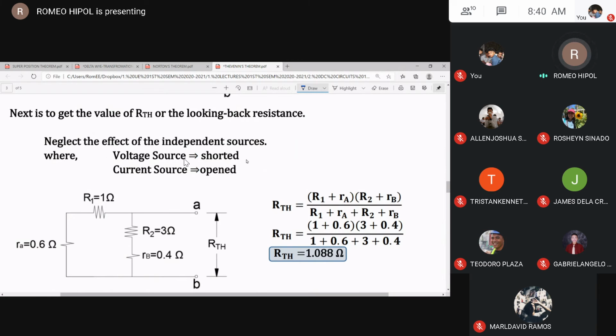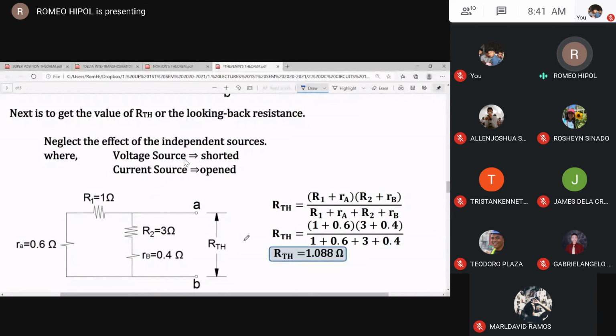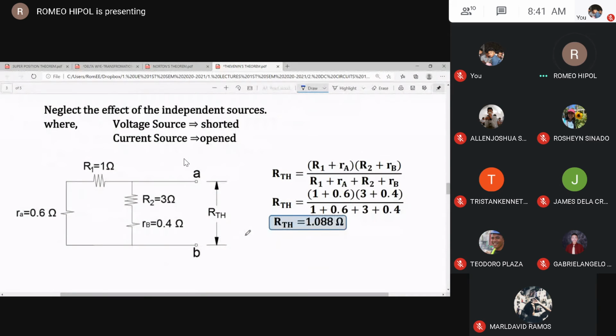Same with the superposition theorem. Okay. So, next step, ito medyo madali lang to. You have to compute for the equivalent resistance or the RTH, dahil may equivalent circuit natin. Then, shorten na yung equivalent, isa B and isa B.